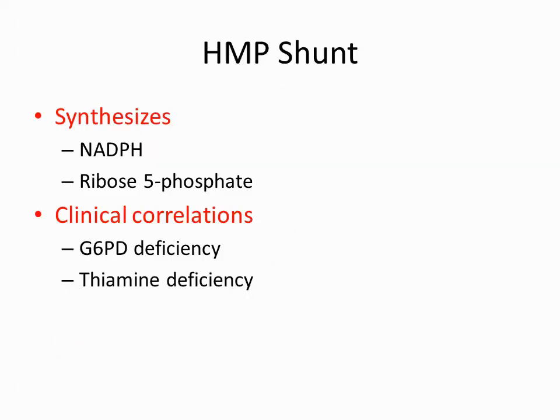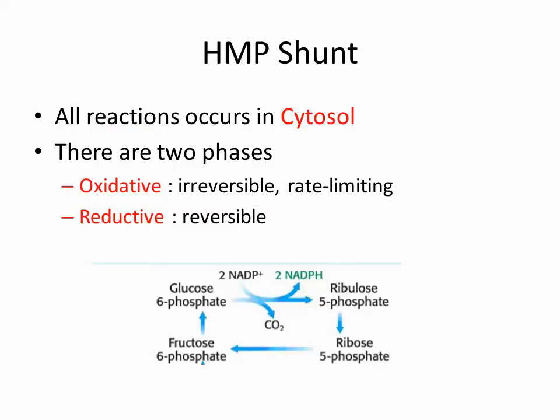Before we start this shunting process, we need to know that HMP shunt will synthesize NADPH and ribose 5-phosphate, and it has clinical correlation with G6PD deficiency and thiamine deficiency that you need to know for the exams. The HMP shunt reactions all occur in the cytosol, and there are two phases. One is the oxidative phase and second is the reductive phase. The oxidative phase is irreversible and the rate limiting step. Once it is done, you cannot go back. And the second is the reductive phase, which is the reversible process of HMP shunt.